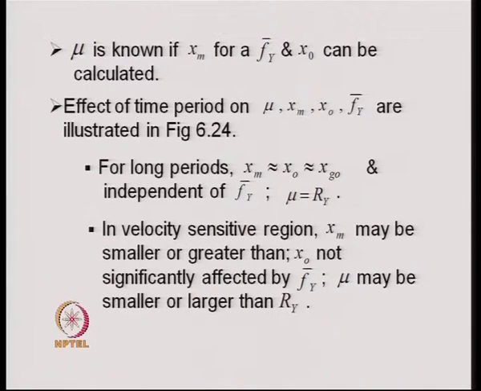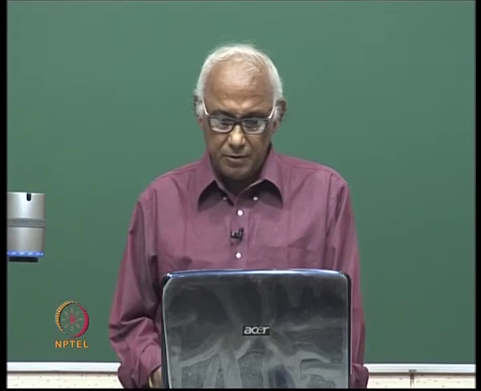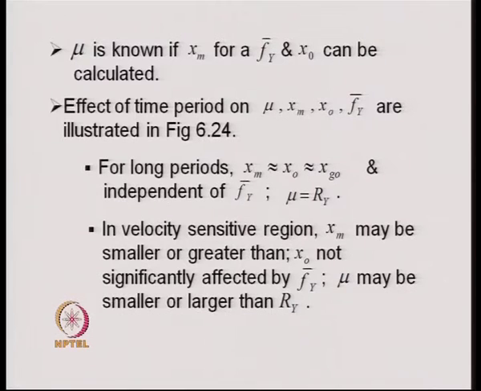One of the relationships emerging out of equation 6.36 is that xm by x0 is equal to mu divided by ry, and ry is a reduction factor, nothing but the inverse of f bar y. This relationship is very important and we will use it later for explaining many figures. Effect of time period on mu, xm, x0 and f bar y are illustrated.